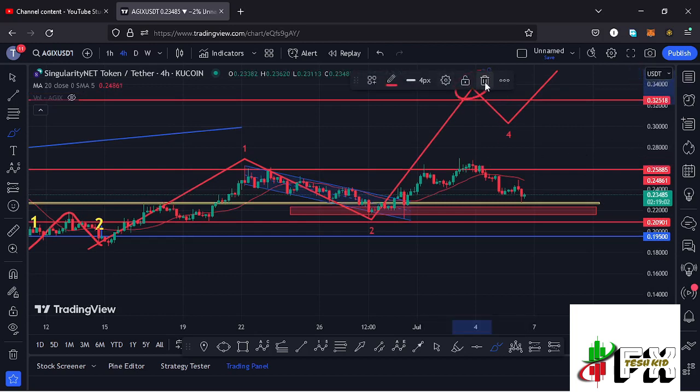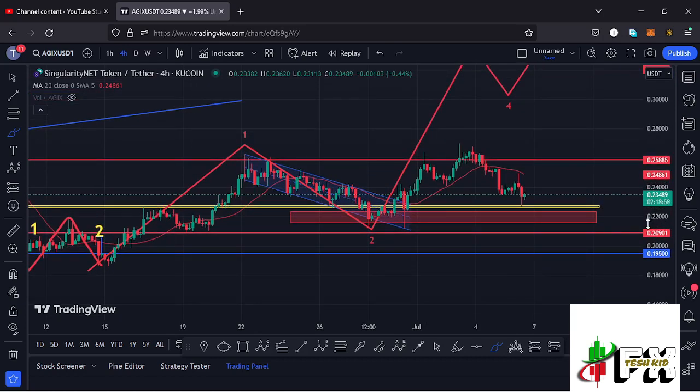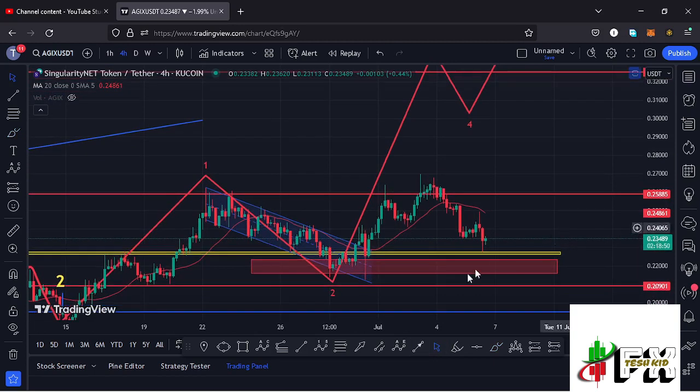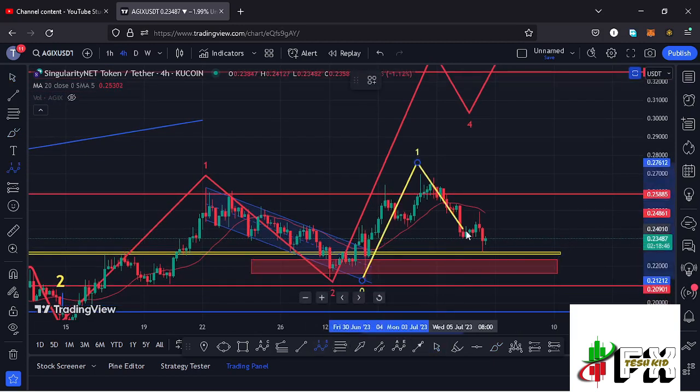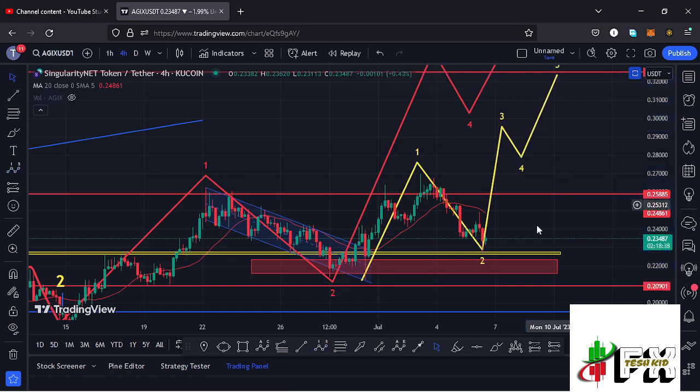Because of the impulsive nature in the formation of that wave 3, we also expect to see a 5-wave structure within the formation of that wave 3. And I believe that is what is playing out here on the Agix chart, where we can term this as a wave 1, then a breakdown move in the formation of this wave 2 before we can see a wave 3, then expect a wave 4, then continue gearing up in the formation of that wave 5.